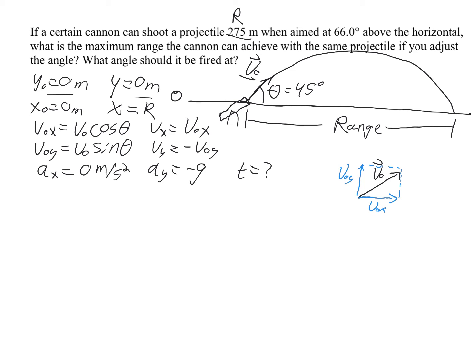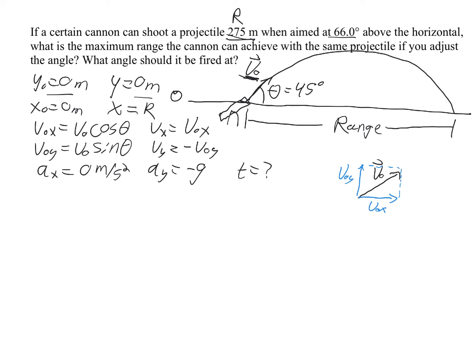Well, to know that, I need to know how fast the cannon shoots the ball. So what we're being told is that it travels a range of 275 meters at 66 degrees, and we need to use that information to find v initial. Then once we know the initial velocity of the cannon, then we can determine how far it would go if adjusted down to 45 degrees. Okay, so that's the process.